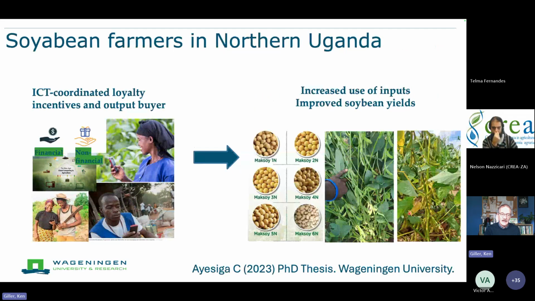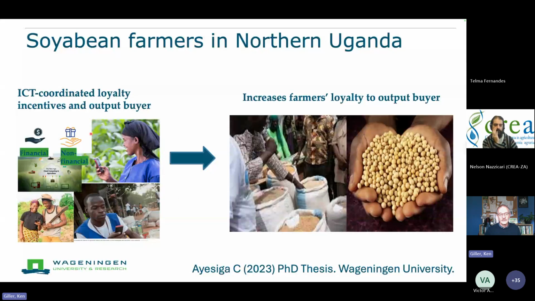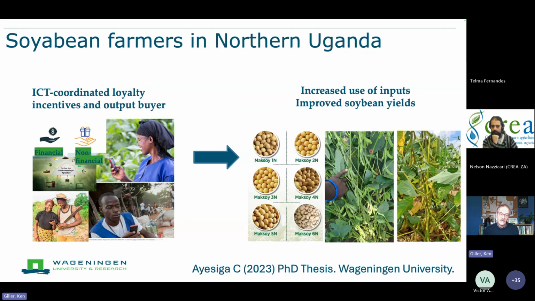And she found that providing loyalty incentives, in this case simply tarpaulins given to farmers from the input suppliers, increased the farmers' loyalty to the buyer. And through increasing that loyalty, it increased the use of inputs and led to increased uptake of different varieties and improved soybean yields. So these information technology systems have a very strong role to play.